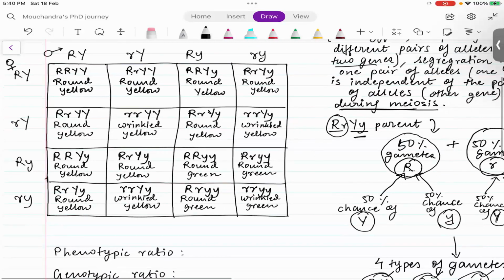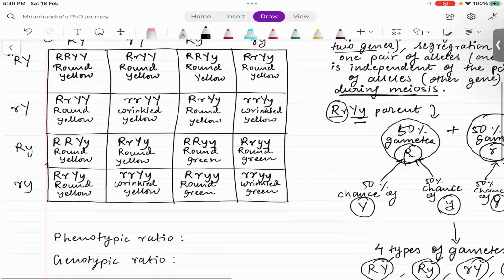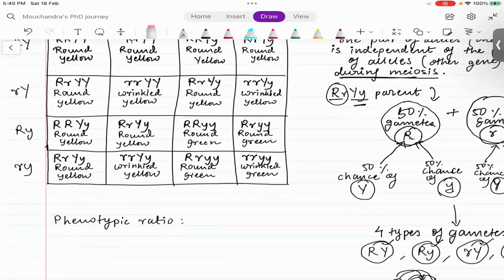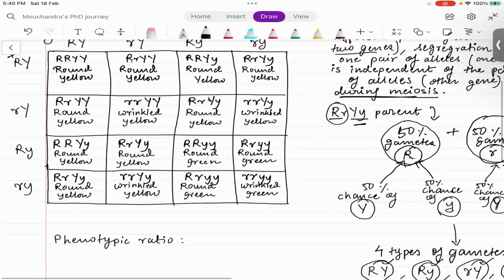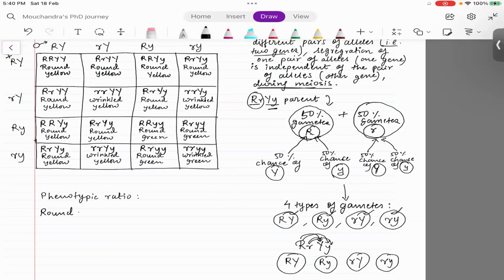So if we look at this Punnett square and determine the phenotypic ratio, there are four types of phenotypes if you carefully observe. Round yellow, correct? Then there is wrinkled yellow, correct?